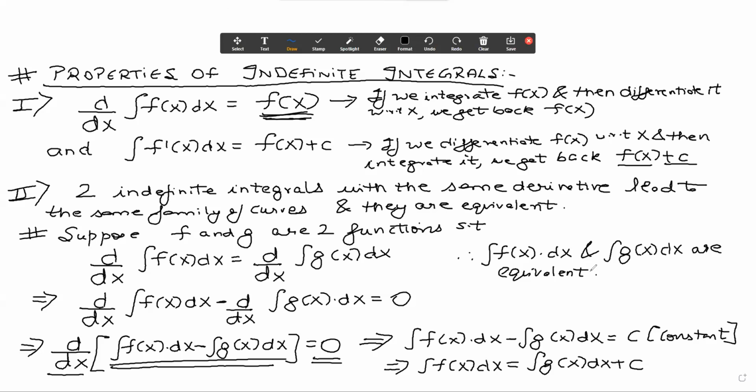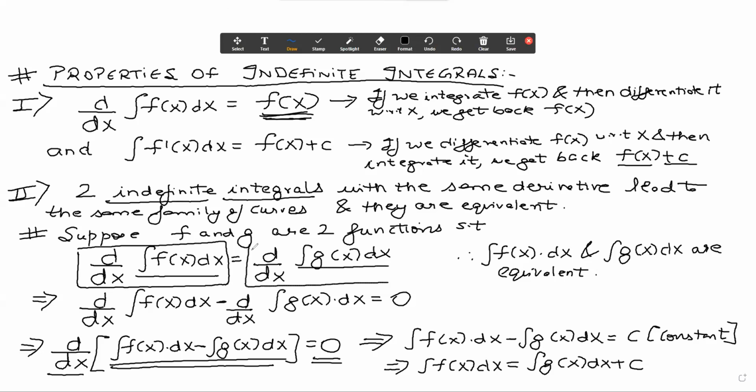So I hope all students have understood the second property. I am repeating the second property again for all the students. Two indefinite integrals with the same derivative. Same derivative means derivative of integral of f of x dx and derivative of integral of gx dx. If these two are equal, then they lead to the same family of curves. And we have even shown it.